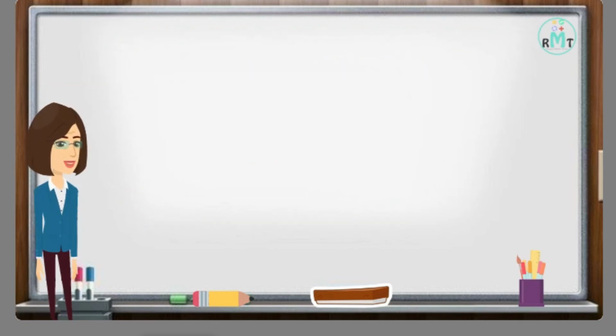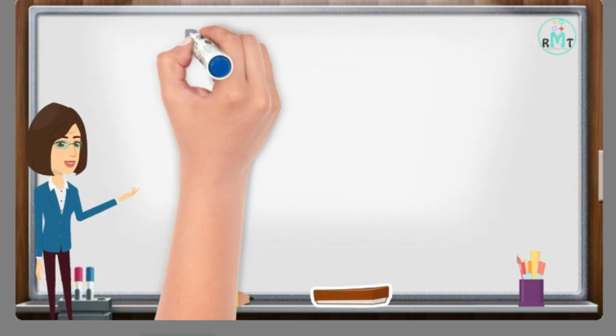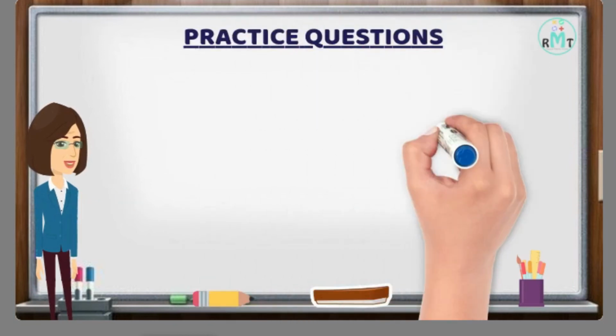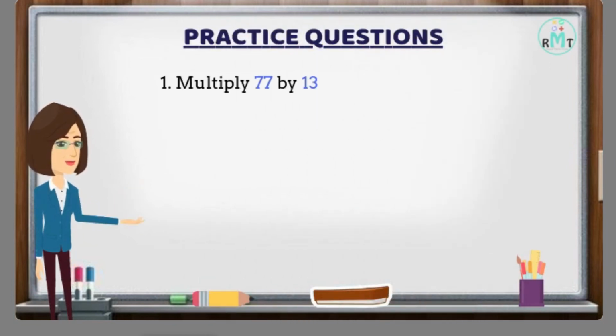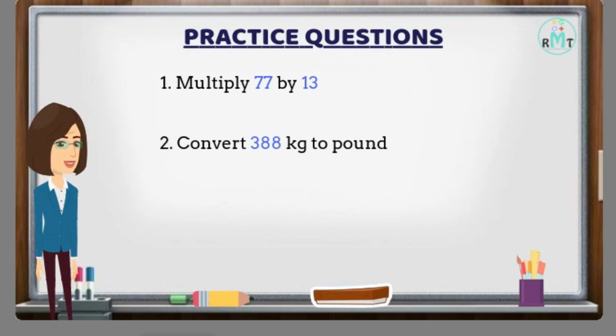Now, I will give you some question for practice. First, multiply 77 by 13. Second, convert 388 kilograms to pound. Third, multiply 999 by 9.